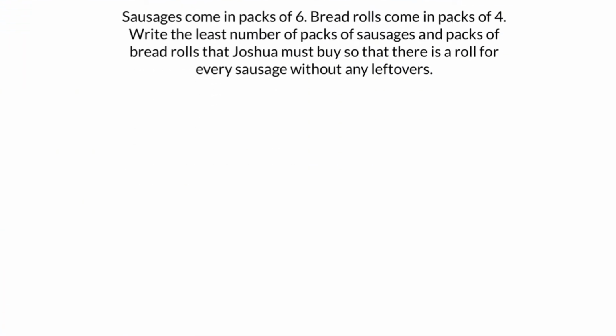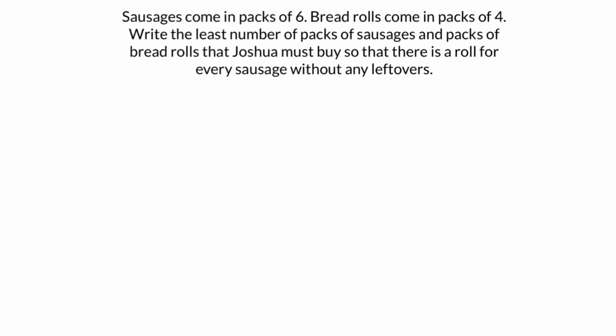So the first question we're going to look at says, sausages come in packs of 6, bread rolls come in packs of 4. Write the least number of packs of sausages and packs of bread rolls that Joshua must buy so that there's a roll for every sausage without any leftovers. So we're looking for when a multiple of 6 matches a multiple of 4, so this is a lowest common multiple question. We're going to write out our 6 times table and our 4 times table and find the smallest common number in the two lists.